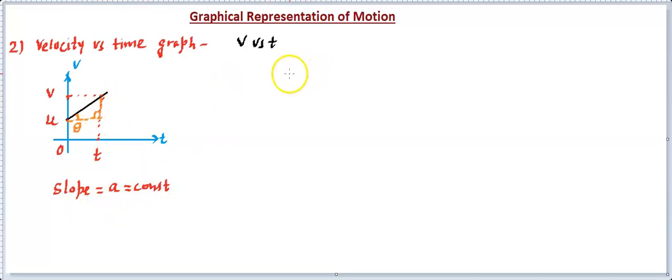So let me write the proof of equations of motion. Here tan theta is visible. What is tan theta? Tan theta is the slope, and this slope can be found from this triangle. What is this length? This is v, this is u, so this side is v minus u. And what is this length? It's equal to t, for time. So tan theta is the perpendicular, which is v minus u, divided by t, the base dimension. Moreover, slope is also tan theta, and we know slope is equal to a. So this is equal to a.